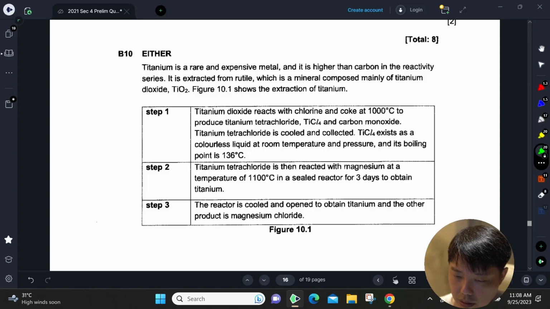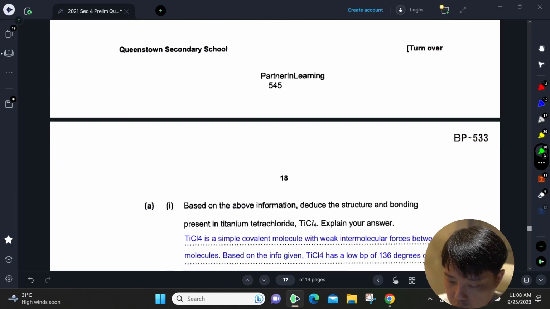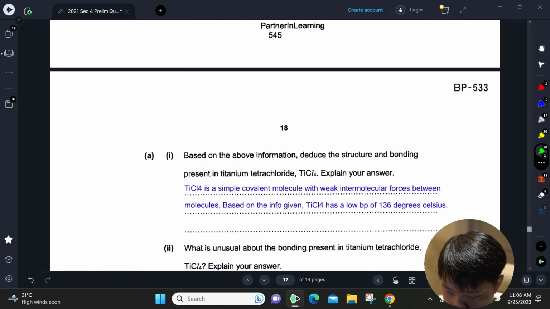Okay, so question 10 is an either-or question. Let's look at the first one. We have a series of steps 1, 2, 3, which shows the extraction of titanium metal. I'll leave you to read that. Deduce the structure and bonding in titanium tetrachloride.